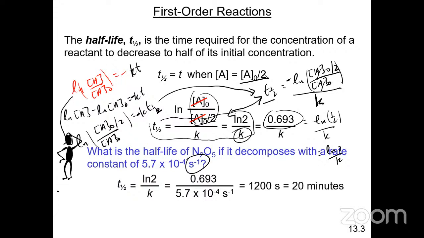Any questions about this? Oh, and we just dealt with this. How do you know the decomposition is first order? Because of what I said. The units of the rate constant are seconds to the minus 1, which means that it must be first order based on the half-life equation for first order reactions.